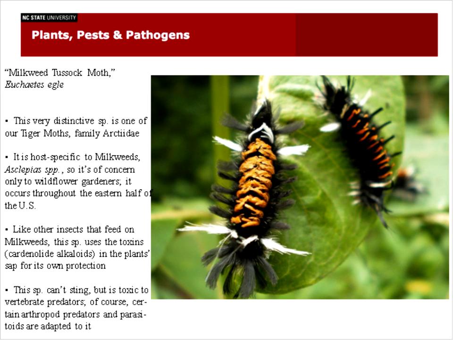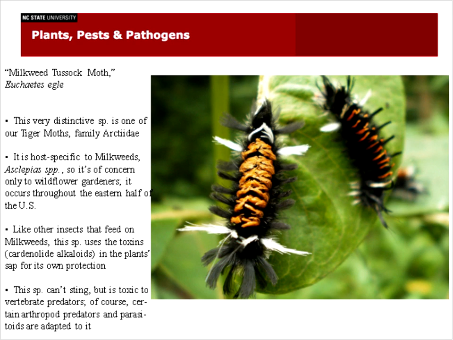My last slide here, I saved the most beautiful looking critter for last. This is, again, I put it in quotes because it's not an official common name, the milkweed tussock moth. Now, this is a species that I used to see on common milkweed up in the Northeast, New York State, when I was a kid. It's a very distinctive caterpillar. You can recognize it at a glance.